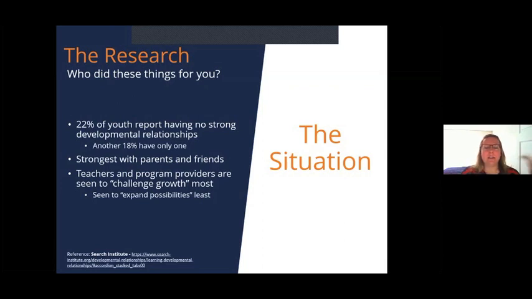As students are younger, they feel that relationship more deeply than as they get older. And teachers and out of school time program providers are seen to challenge growth the most. That's the area that they really excel in. Expanding possibilities seems to be done to a lesser extent, or the young people perceive that to a lesser extent, and it's only slightly more with expressing care. So those are areas that the research has shown we, as educators, can start to work on.